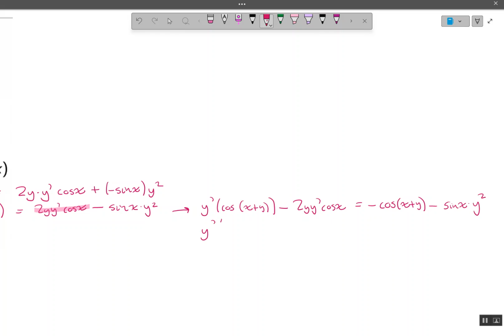Now on the left, we will factor. The right-hand side will stay the same. Now y prime equals that same right-hand side divided by this.